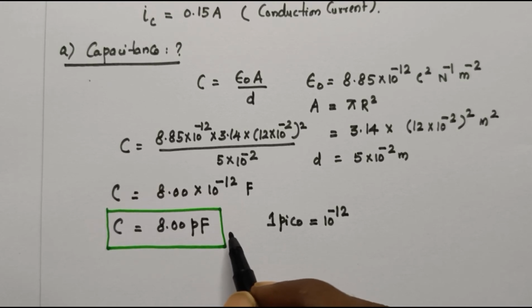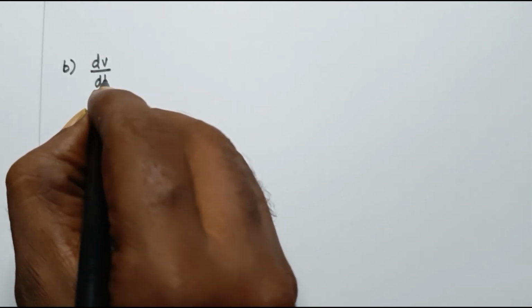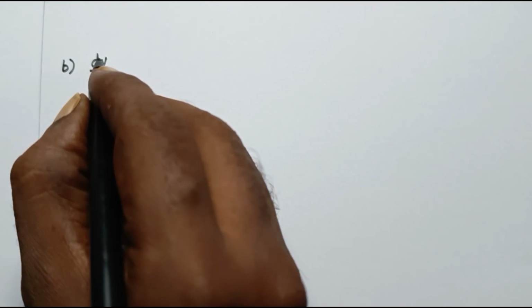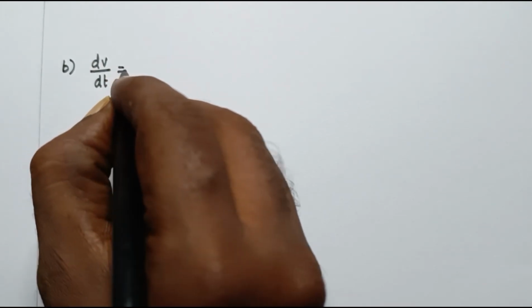Next, we have to find the rate of change of potential difference. Second, we have to find the rate of change of potential difference. The rate of change of potential difference is dV by dt. We have to find dV by dt.